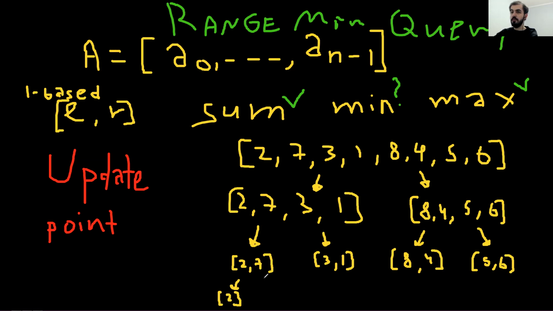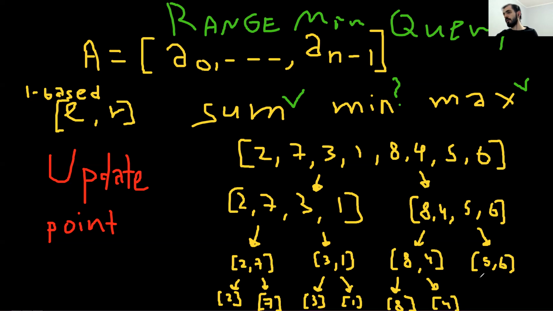So 2. You know what? Yeah, okay, I will write it. I will write it just to make it as explicit as possible. I have 3 and 1 here. We have 8 and 4 here. And we have 5 and 6 here.